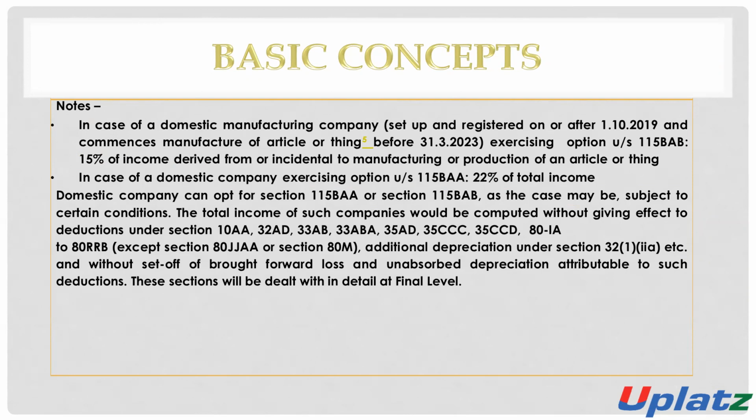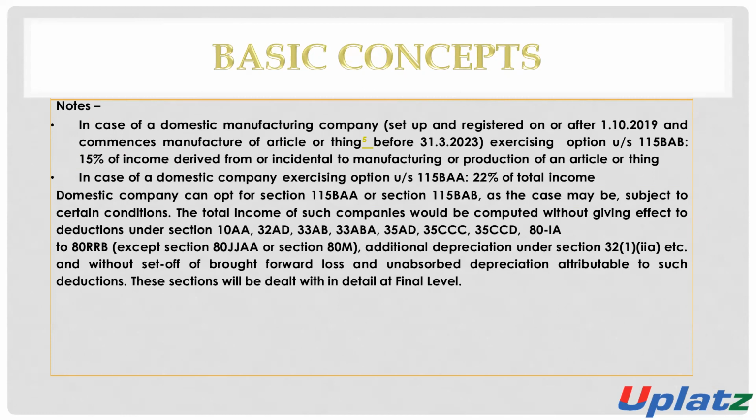If there is any manufacturing company which is registered or set up on or after 1st October 2019 and commences the business or starts the manufacturing of an article before 31st March 2023, then they can exercise the option of section 115BAB. According to section 115BAB, they are required to pay 15% of income which is derived from or incidental to the manufacturing or production of an article or thing. Means they will pay only 15% of such income.